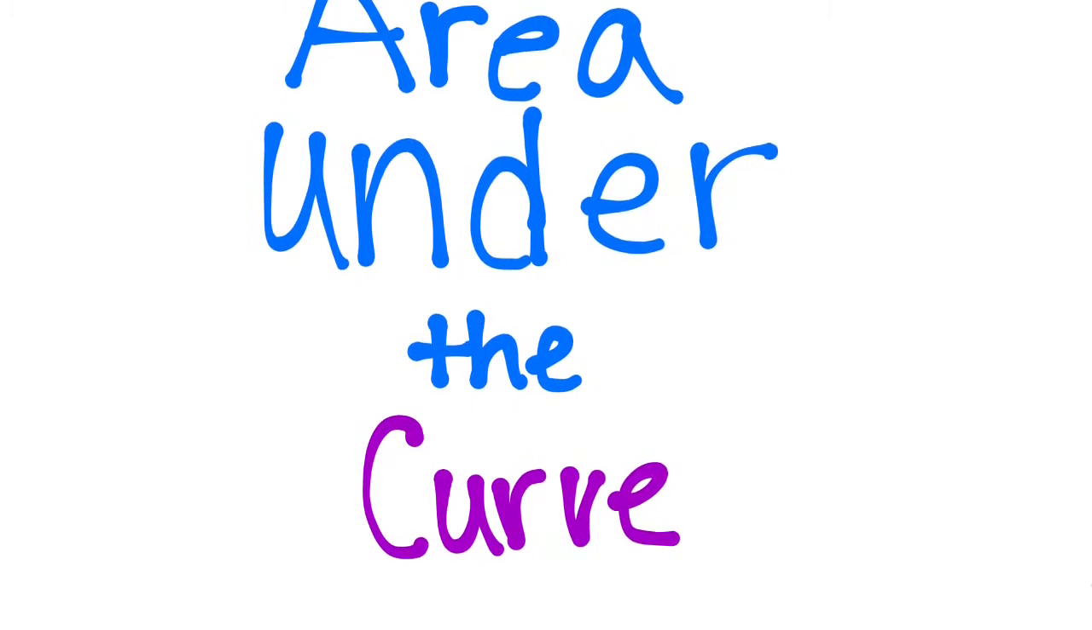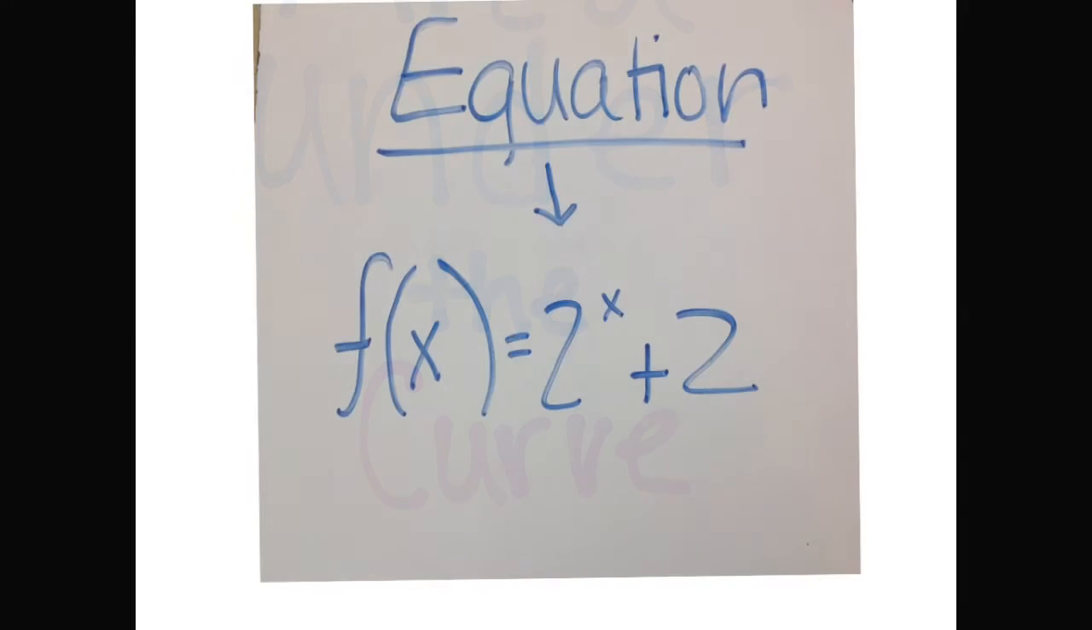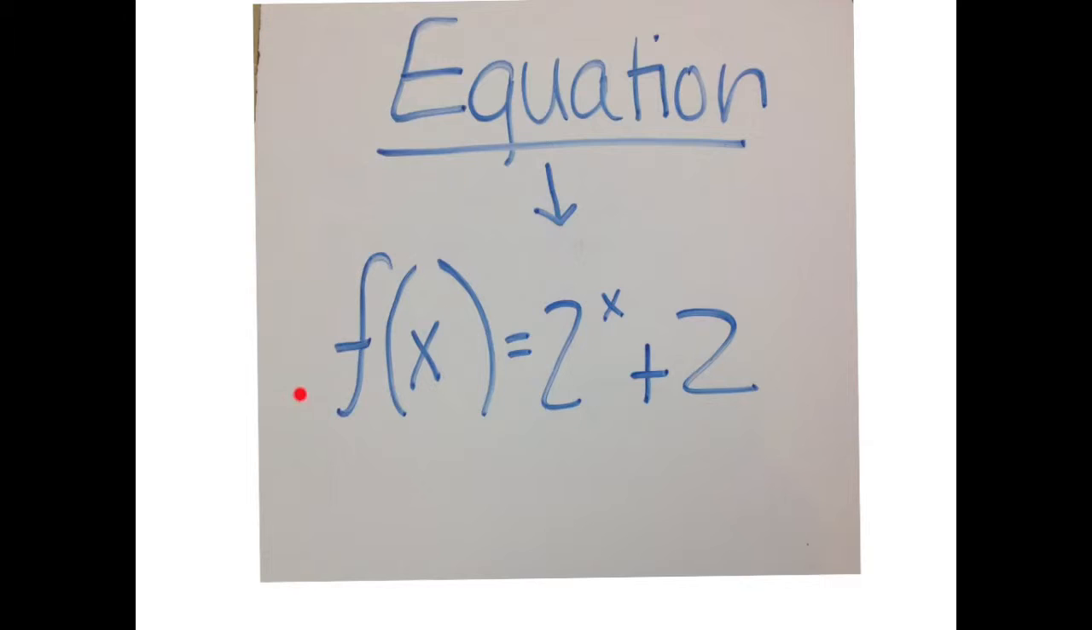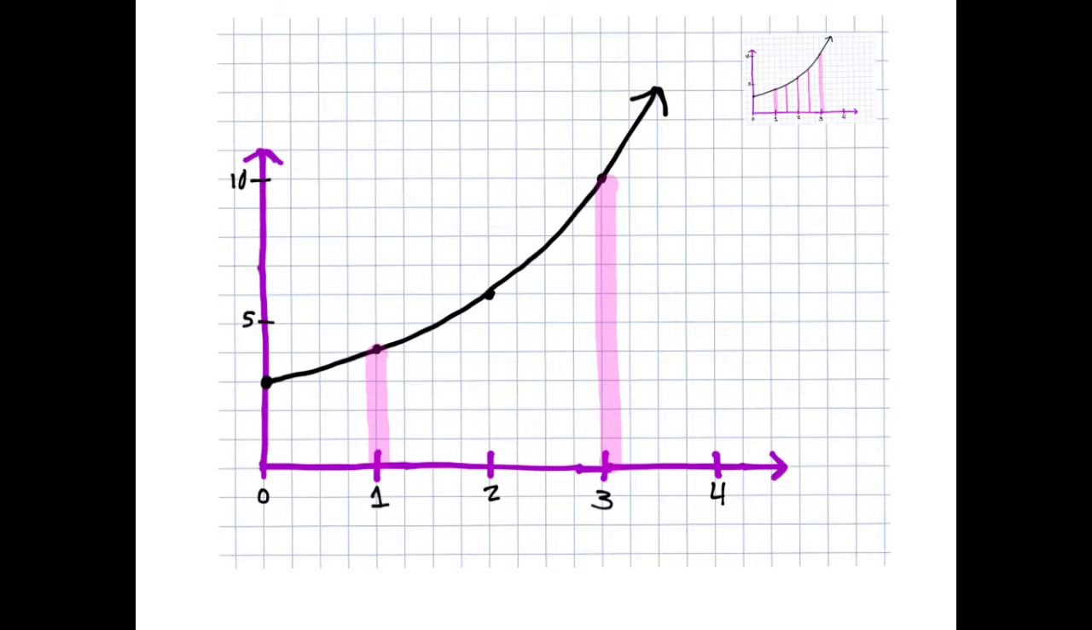We are going to find the area under the curve. The equation we are using today is f of x equals 2 to the x plus 2. This equation starts at y-intercept (0, 2) and grows exponentially by x. The area we are going to find is between points 1 and 3 on the x-axis.